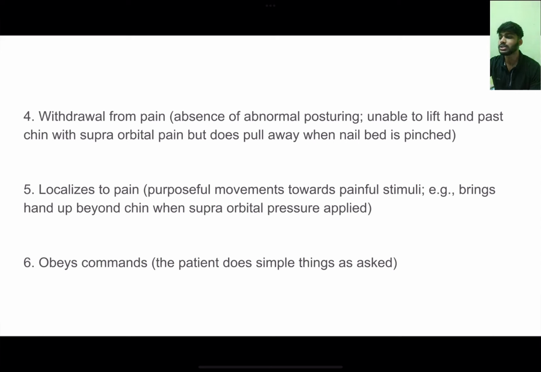Next is interpretation. Generally, brain injury is classified as severe, which has a GCS of 8 or less, moderate, which has 9 to 12, and minor, which is 13 to 15. And for alert, it's 15, responds to verbal stimulus is 13, responds to pain stimulus is 5, and unresponsive is 3.